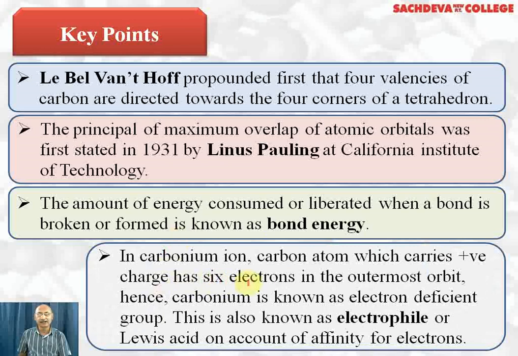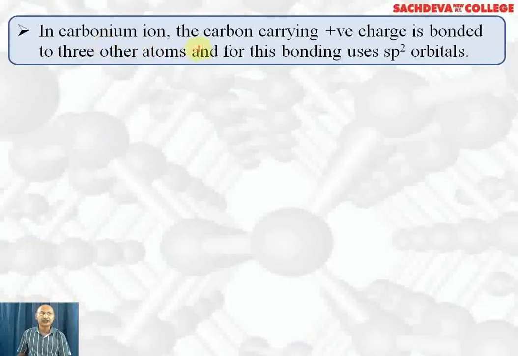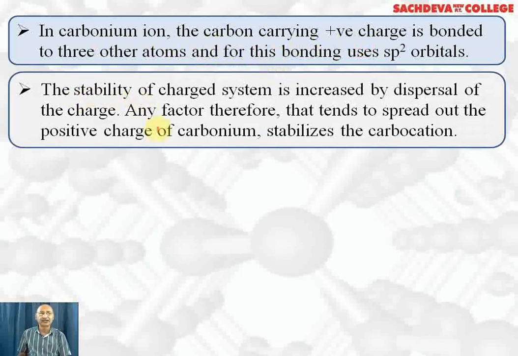In carbonium ion, the carbon atom which carries positive charge has 6 electrons in the outermost orbit. Hence, carbonium or carbocation is known as an electron deficient group. This is also known as electrophile or Lewis acid on account of affinity for electrons or love for electrons. In carbonium ion, the carbon carrying positive charge is bonded to 3 other atoms and for this bonding uses sp2 hybridized orbitals. The stability of a charged system is increased by dispersal of the positive or negative charge.